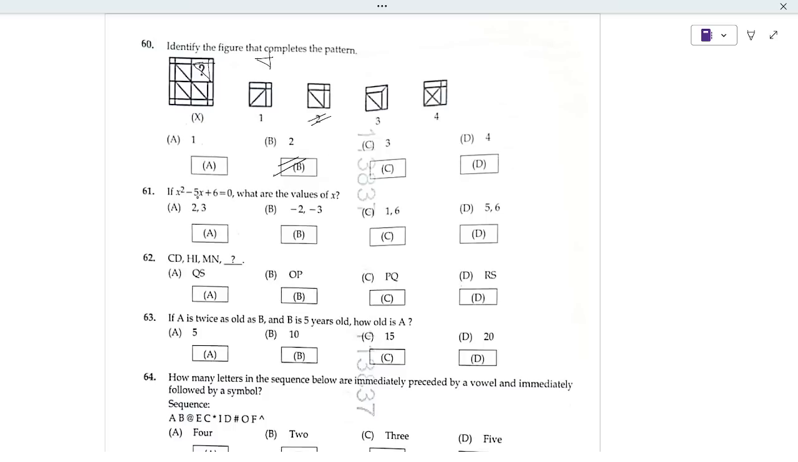Next one: x square minus 5x plus 6 is equal to 0. They're asking us to find the value of x. That means splitting the middle term. Here, the constant times the coefficient of x square is 6 into 1, which gives us 6. The factors of 6 are 2 and 3. 2 plus 3, and 2 into 3 should give 6. With plus or minus, the middle value should be 5.